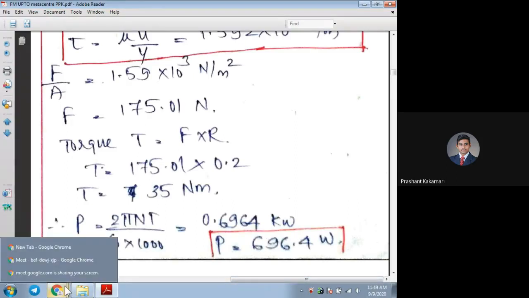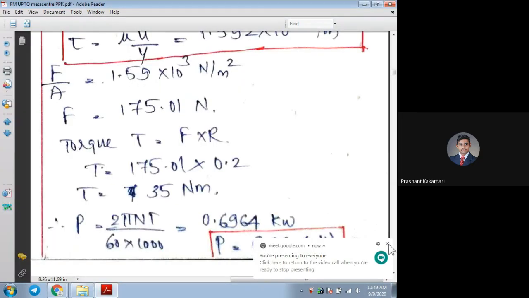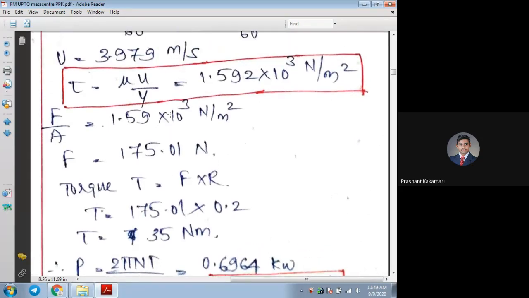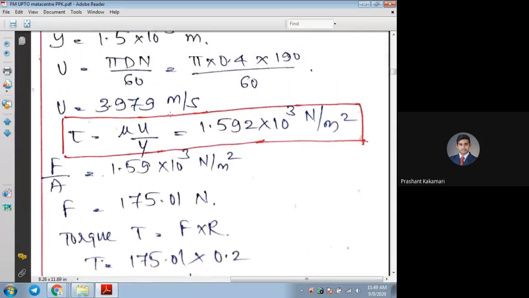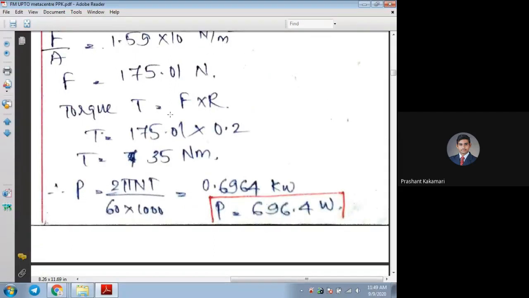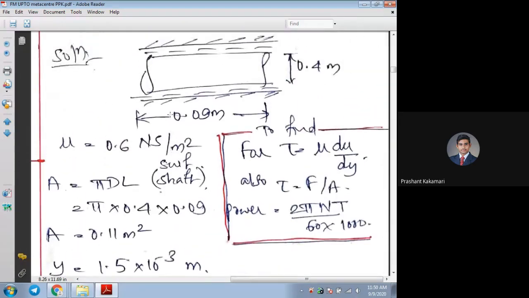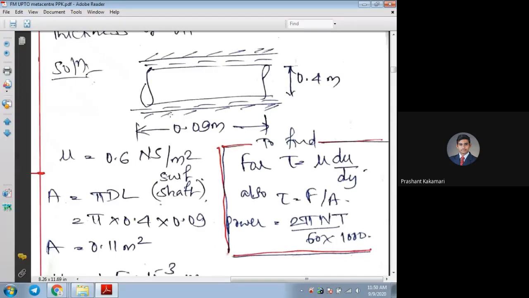I hope these points are convincing to you. Let's repeat once again. What we have found out is the total power is 0.6964 kilowatt, as per the relations of viscosity, shear stress, torque, rotation speed, diameters, everything. This is related to the power required to rotate the shaft while overcoming the resistance of the liquid. This is the shaft rotating in between the sleeve or in between the liquid layer.